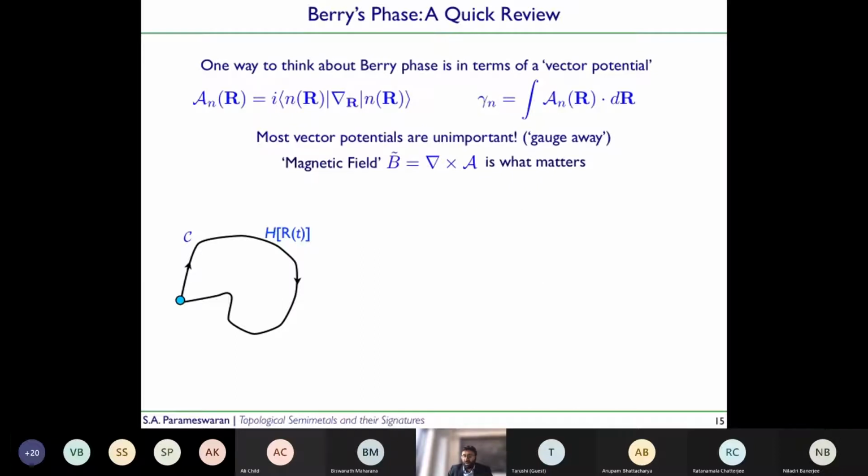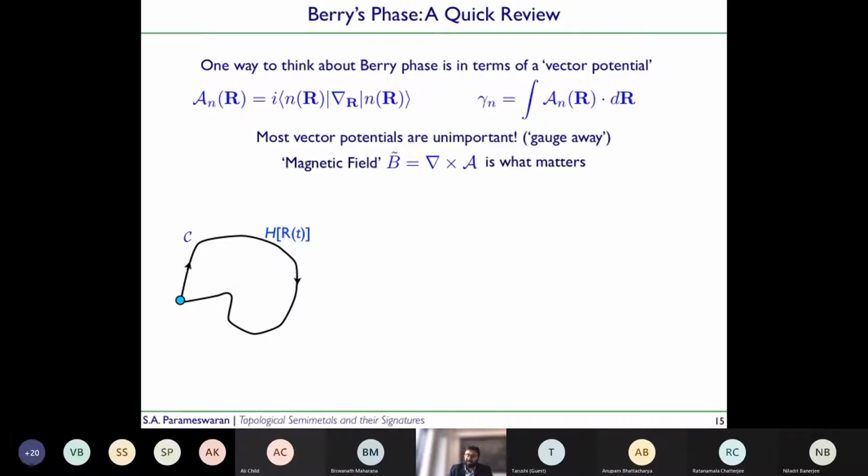And so there's a way that makes this a bit clearer, which is to think of Berry phase in terms of a vector potential. So if I think of this object, i <n|grad n>, let me call that quantity curly A_n. So it's some vector potential. Then the phase I wrote down is just the integral of that vector potential over some contour. And we know that usually vector potentials don't matter. You can get rid of them.